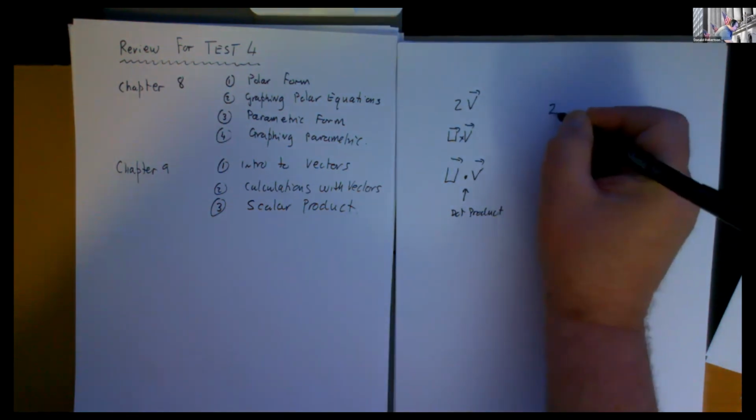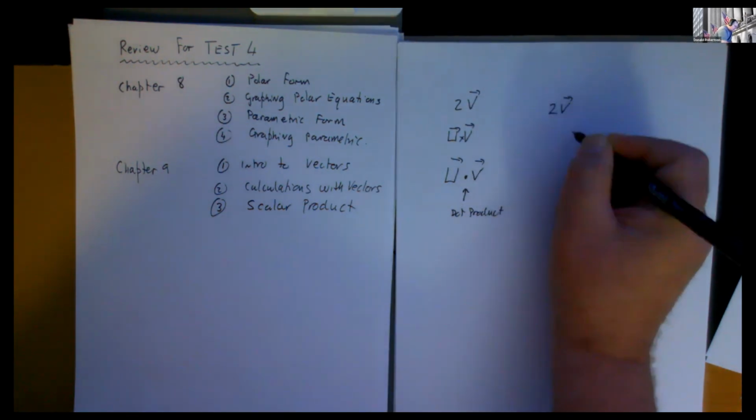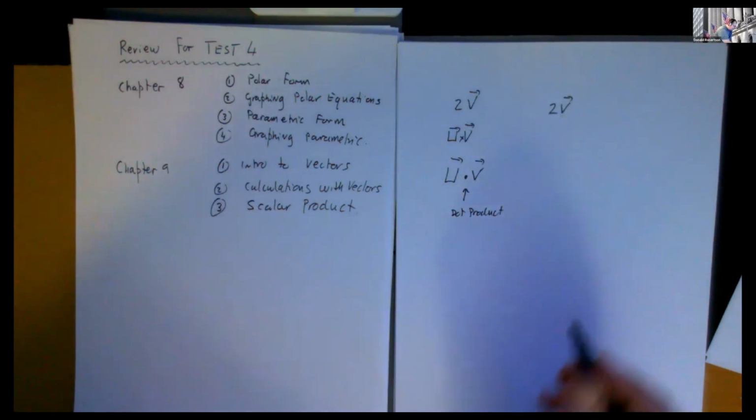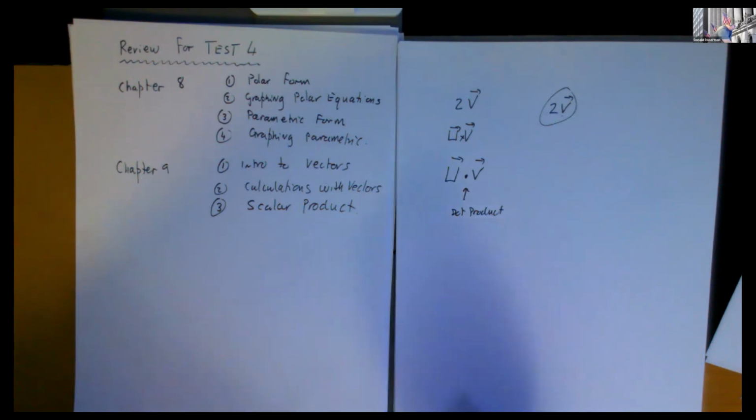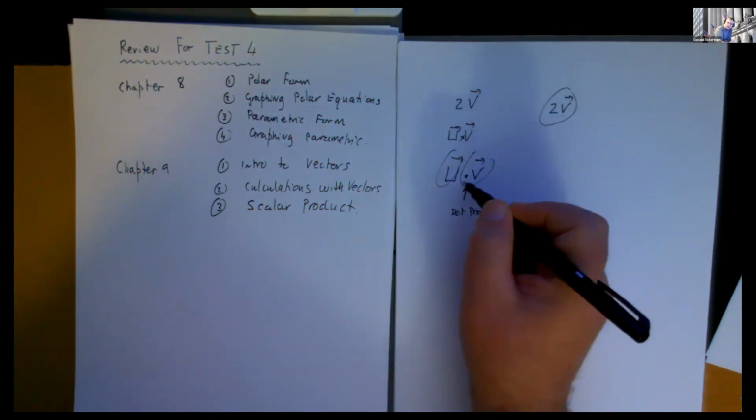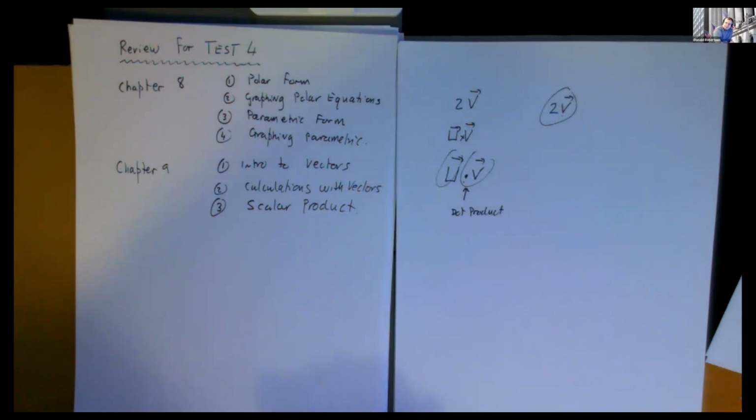However, if you see 2v, then that is a multiplication. Do you see that they're quite different? That's just a single vector multiplied by a number. These are two distinct vectors with a dot product symbol between them.